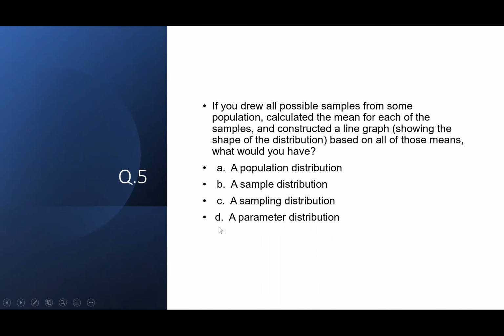If you draw all possible samples from some population, calculate the mean for each of the samples, and construct a line graph showing the shape of the distribution based on all those means, what would you have? A population distribution, a sample distribution, a sampling distribution, or parameter distribution? Sampling. Yes. C is the sampling distribution. We have taken multiple samples and we are drawing the line of those samples. So it is called sampling distribution.